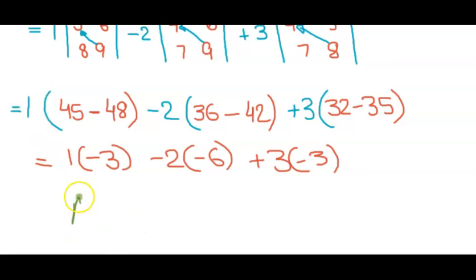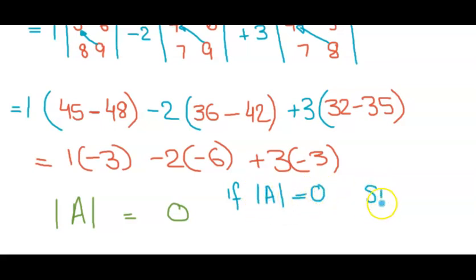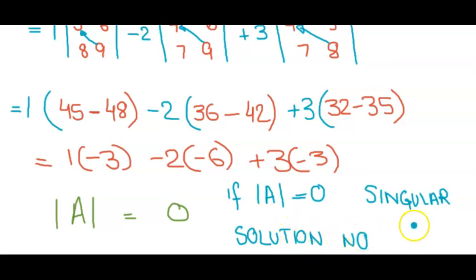The answer, the determinant for this matrix is 0. This 0 tells us a lot of things. If the determinant of the matrix is 0, the matrix is known as a singular matrix. If the matrix is a singular matrix, the solution does not exist. This one does not have any solution.